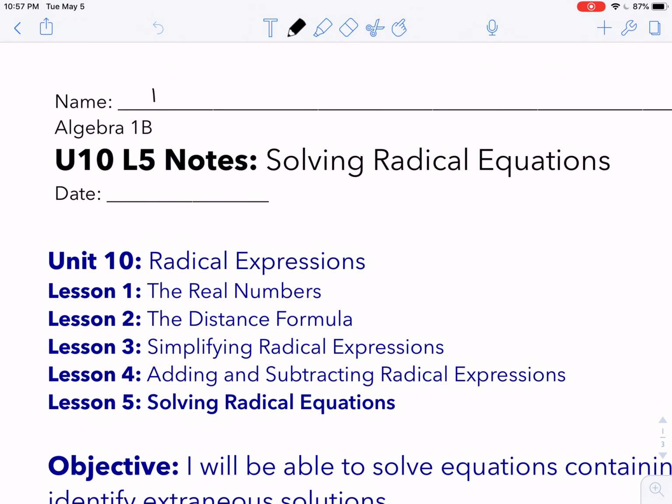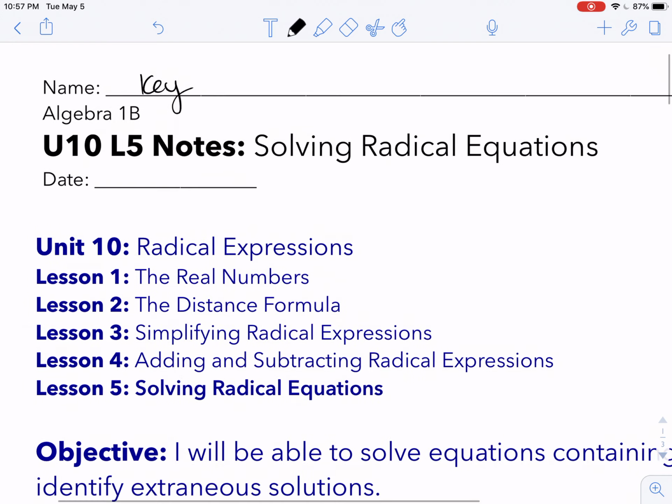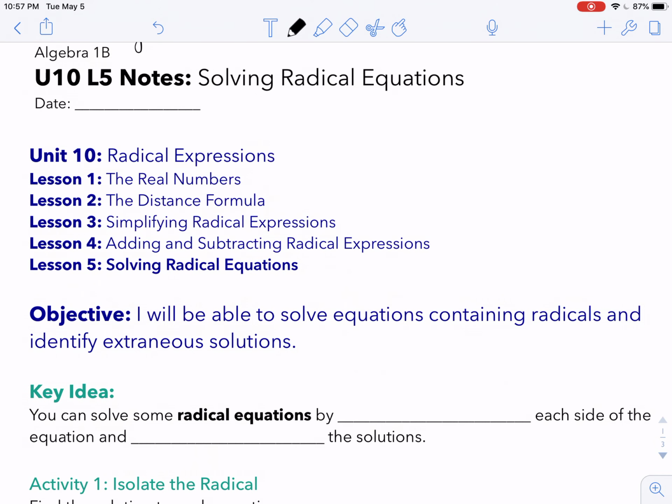Hi guys, welcome to Unit 10, Lesson 5 notes on solving radical equations. By the end of the day, you will be able to solve equations involving radicals and identify extraneous solutions.